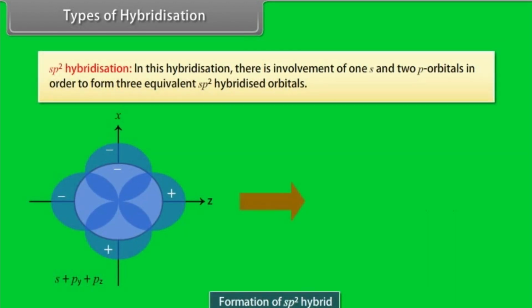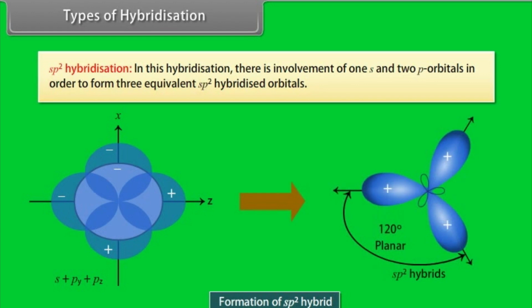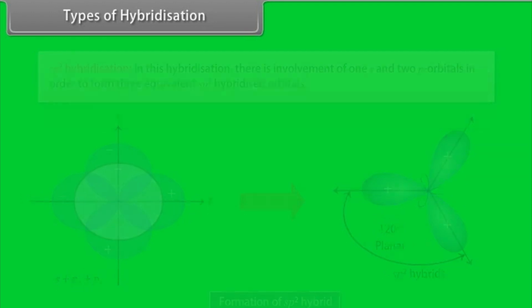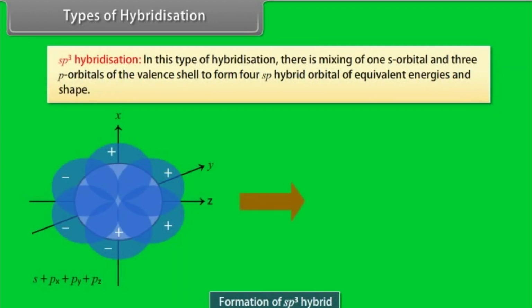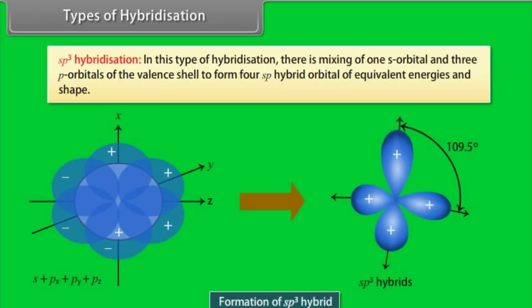sp² hybridization. In this hybridization, there is involvement of one s and two p orbitals in order to form three equivalent sp² hybridized orbitals. sp³ hybridization. In this type of hybridization, there is mixing of one s orbital and three p orbitals of the valence shell to form four sp³ hybrid orbitals of equivalent energies and shape.